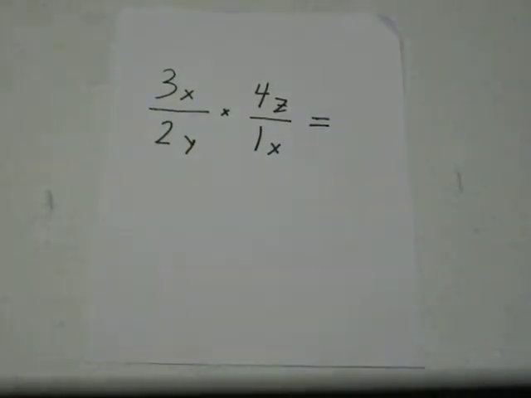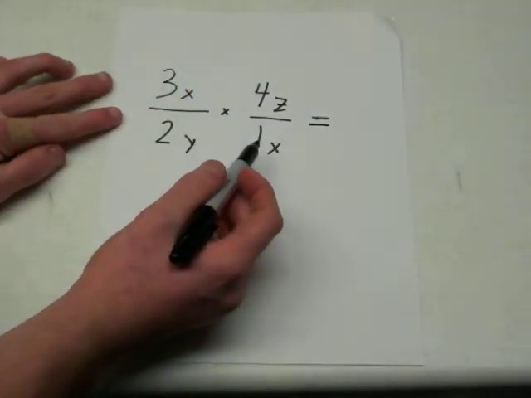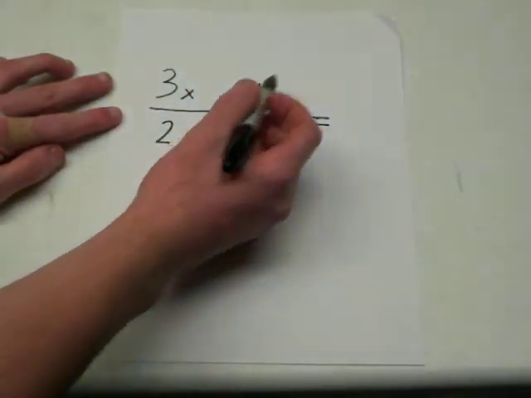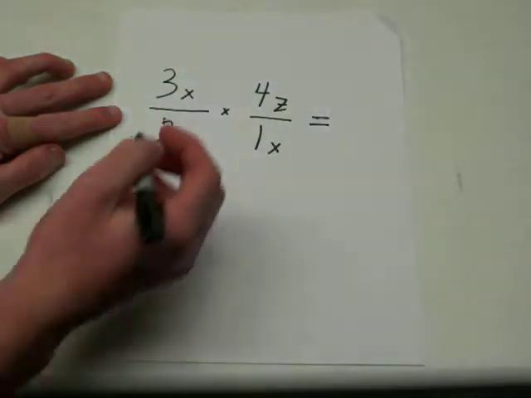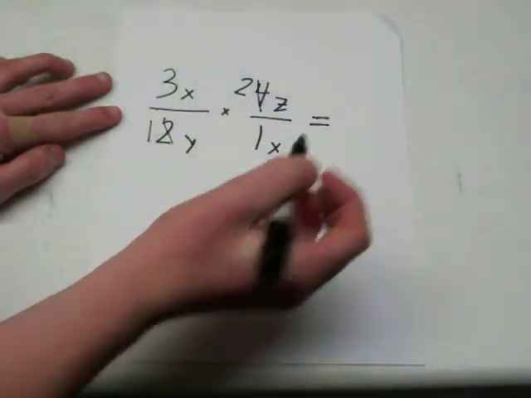I put variables after the numbers to represent units of measurement and show how they can reduce also. So you're going to do the same thing with the numbers. The 3 and the 1 can't reduce anymore, and the 2 and the 4 can though. The greatest common factor is 2. So 2 divided by 2 is 1, and 4 divided by 2 is 2.